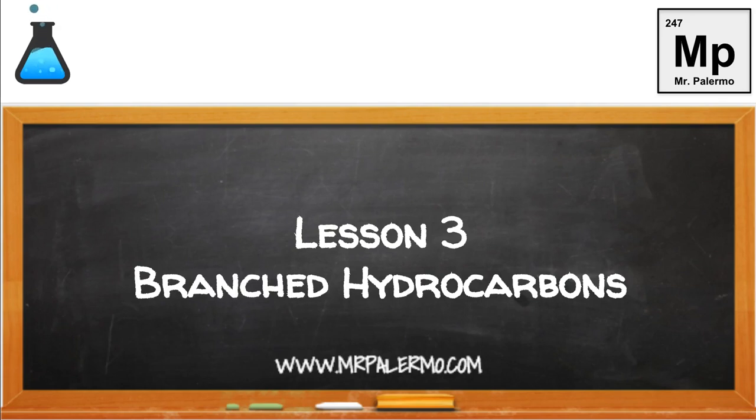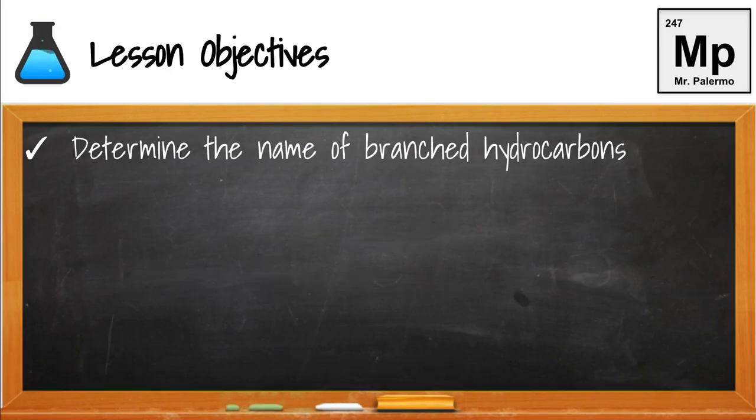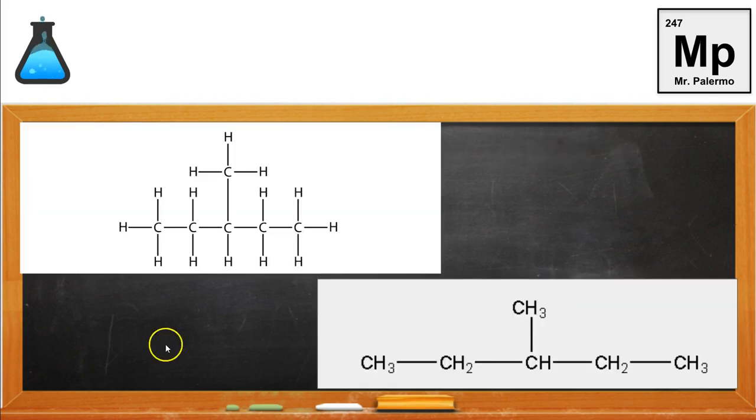Welcome to Lesson 3 on branched hydrocarbons. Our lesson objectives: determine the name of branched hydrocarbons. A branched hydrocarbon is simply just that, where there's a branch of carbon sticking off a main chain of carbons.